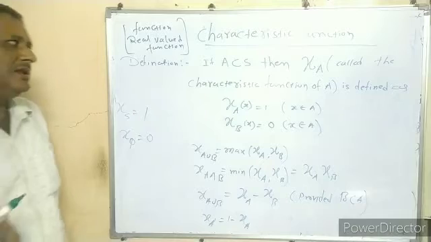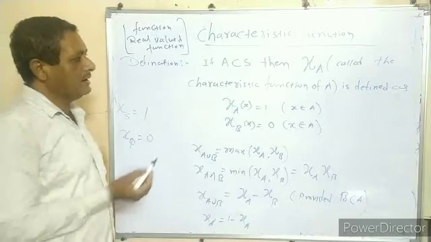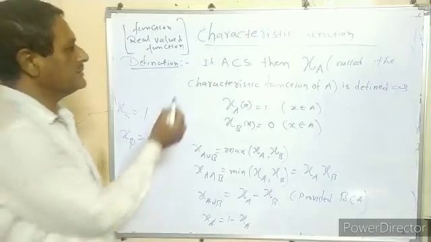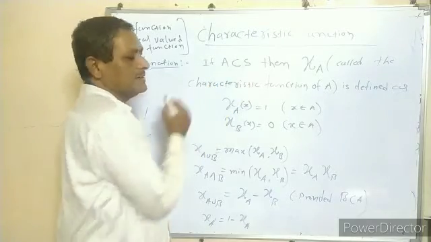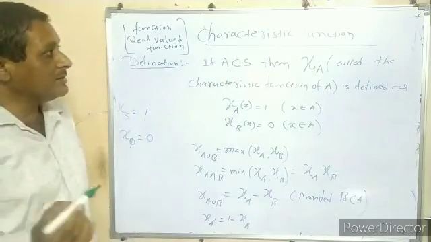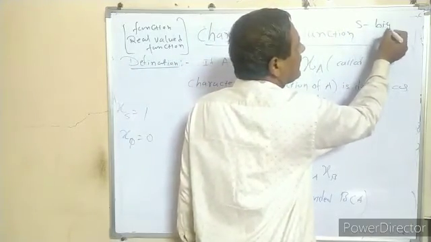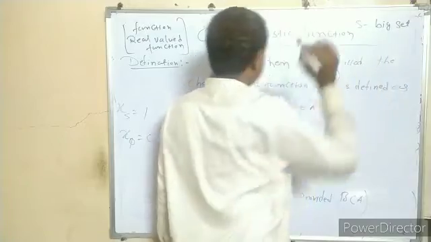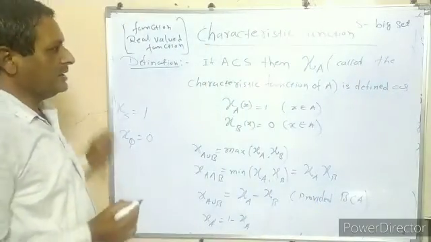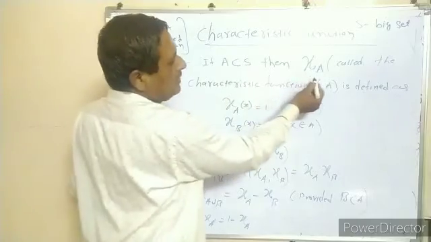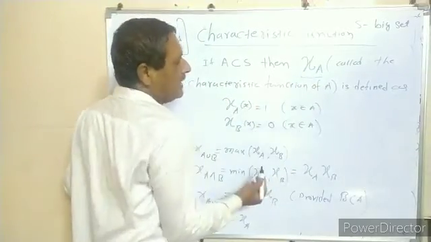Characteristic function is very simple. The definition is given for this characteristic function. Now, some set A is a subset of S. S is known as a big set. Now, A is a subset of it. We can define the characteristic function. This symbol chi is used for the characteristic function.